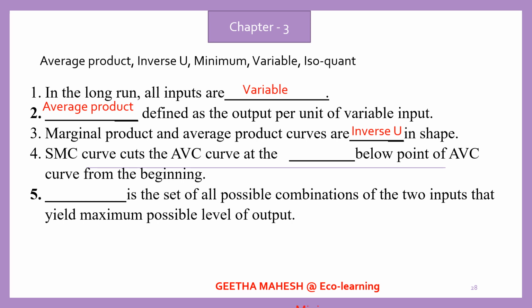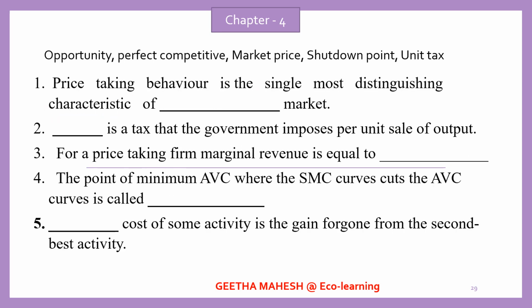SMC curve cuts AVC curve at the minimum below the point of AVC curve from the beginning. Blank is set of all possible combination of two inputs that yield maximum level of output, that is isoquants. Price taking behavior is the single most distinguished characteristic of perfect competitive market. Unit tax is a tax that the government imposes per unit sale of output.